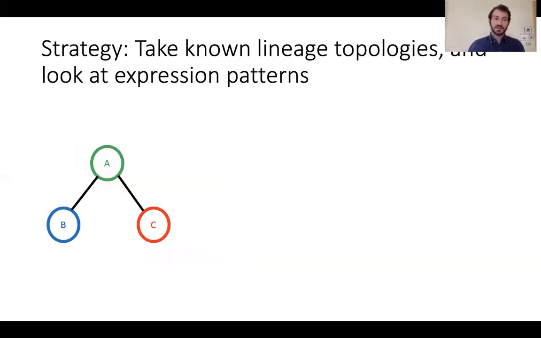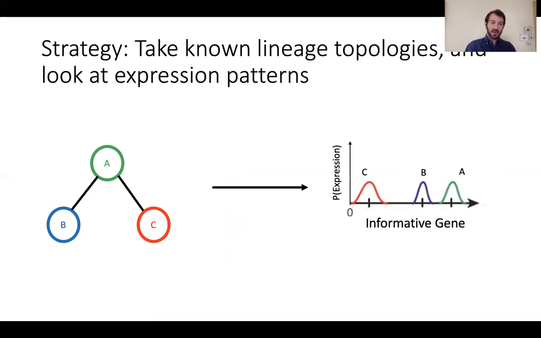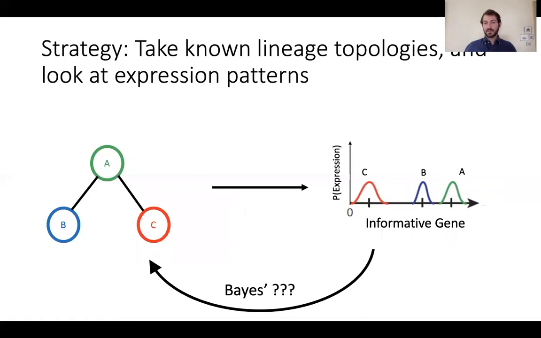And our strategy here was to take lineage trees where we know the answer. So take examples from the literature where people have verified the lineage trees and look at expression patterns of these key genes. So we have a lineage tree and we can look at the expression patterns of these individual genes. And the hope is to look for some sort of pattern or signature that we could then use to go back and look at the distribution functions of each gene to infer the lineage relationship between the cell types.